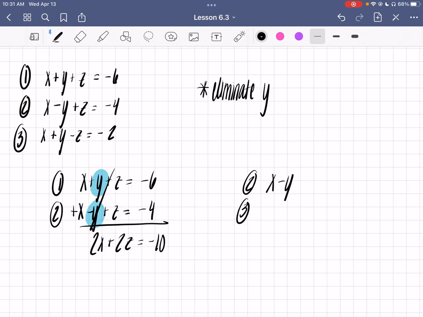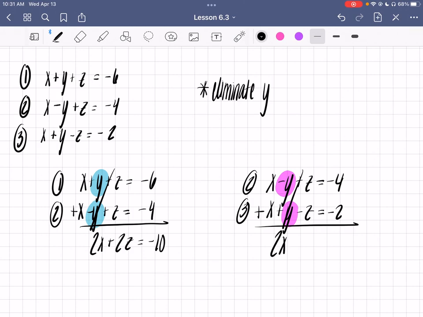So x minus y plus z equals -4, and then x plus y minus z equals -2. Okay, so my negative y and y, those will eliminate. I get 2x. And then, hey, would you look at this? This just happened accidentally. The z and the minus z, they also eliminate. And so I'm only left with my one variable of x, okay? So 2x equals -6. So I'm going to go ahead and continue with this, and I get x equals -3.